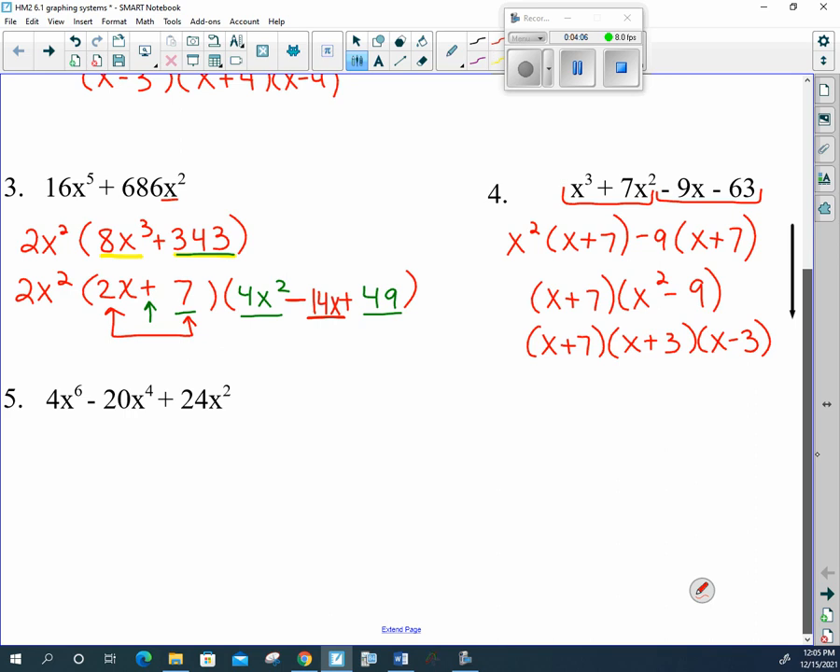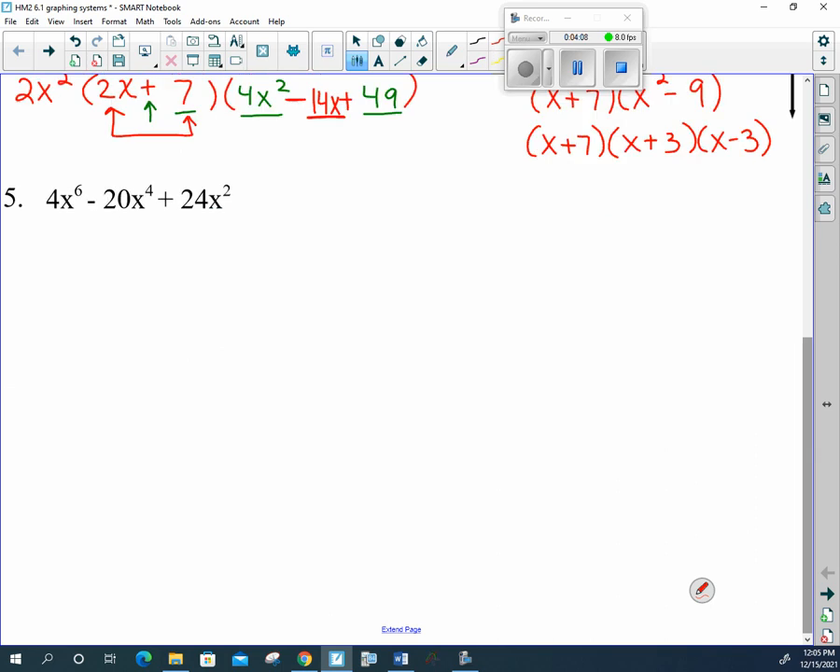Okay, and our last one, number 5, looks like it's got a GCF, and it ends in x squared, so we know we're going to have to use x squared for our variable, and all 4 of those terms are divisible by 4, so 4x squared. That's going to leave me with x to the 4th minus 5x squared plus 6.